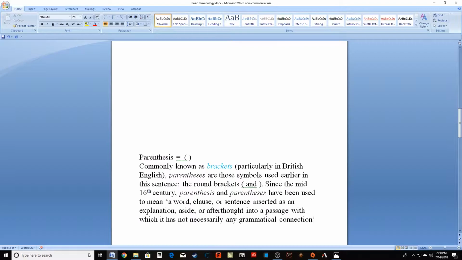A parentheses, commonly known as brackets, particularly in British English, parentheses are those symbols used earlier in the sentence, the round brackets. Since the mid-16th century, parentheses have been used to mean a word, clause, or sentence inserted in an explanation, aside, or afterthought into a passage to which it is not necessarily any grammatical corrections. So that basically should give you an idea. It's just something that you want to use for out-of-character remarks.